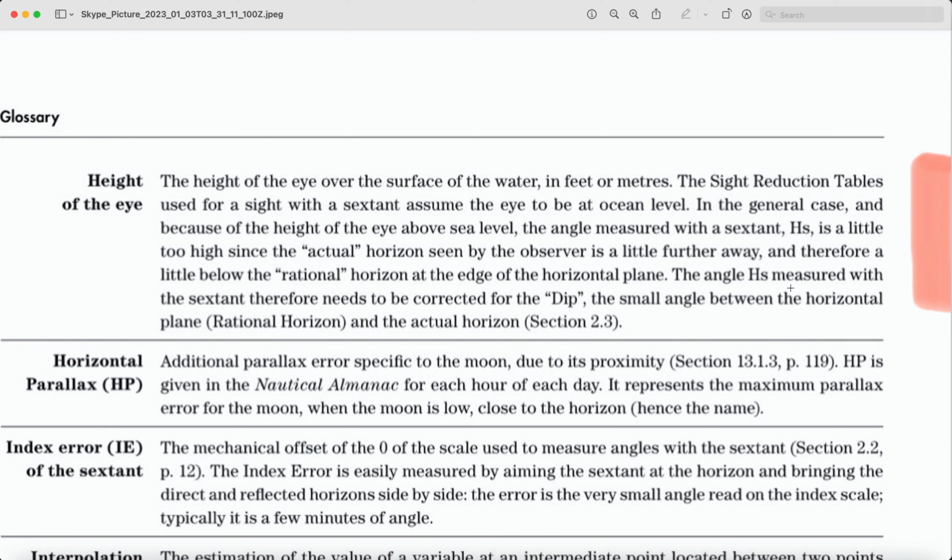The angle HS measured with the sextant therefore needs to be corrected for the dip, the small angle between the horizontal plane, rational horizon, and the actual horizon. Right? So what they're saying there is that sight reduction tables always place the eye at sea level. The almanac and sight reduction tables always place the eye at sea level. That's what it does, because it's using sea level as its horizontal.